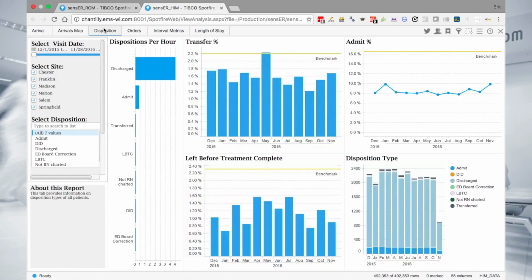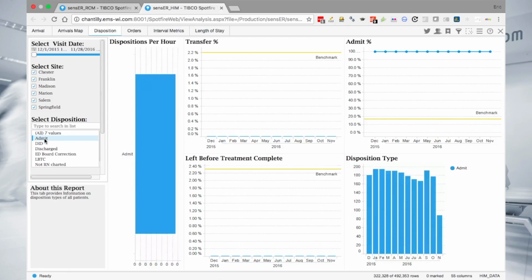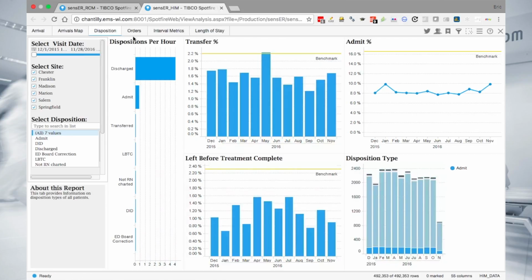Disposition data here, again, closely resembling EDBA established metrics for left before treatment complete, transfer percent, admit percent, disposition types, and so forth. Again, easily drillable by site and by disposition type. We can show an example here. Moving to admit basically shows you data for admitted patients only.